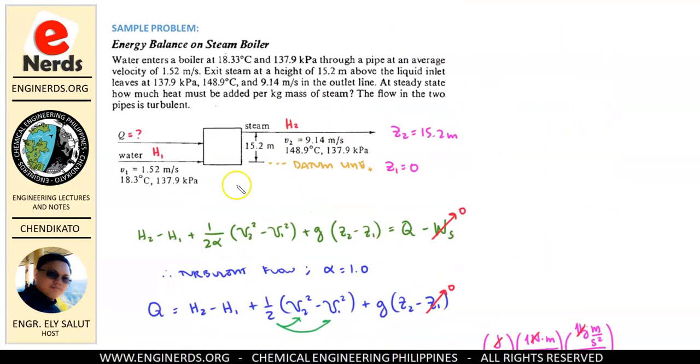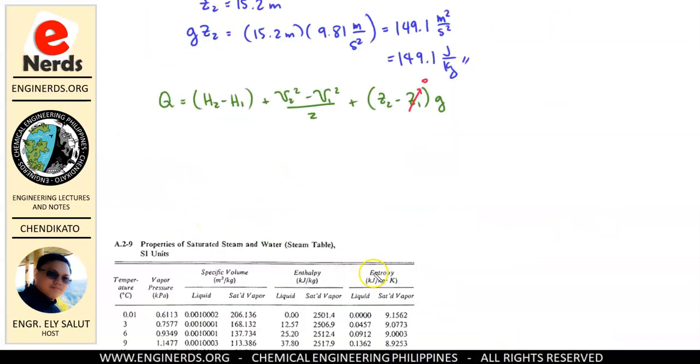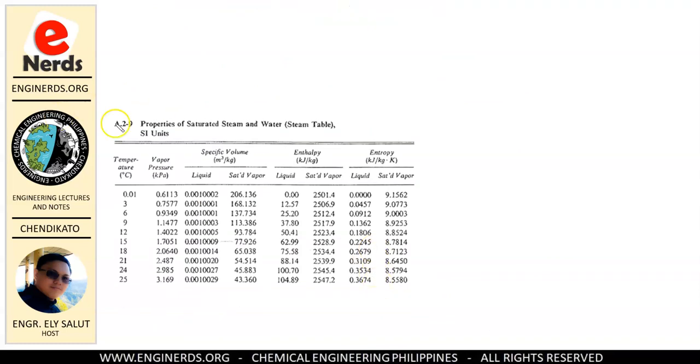So, tingnan natin yung given natin. Sorry, I need to go back. Our given here is that we have, in our entry stream, we have 18.3 degrees Celsius and 137.9 kilopascal, sa ating point 1. So, start tayo, kunin natin ang ating enthalpy sa point 1. So, at point 1, we have this given. We have temperature 1, which is equal to 18.3 degrees Celsius, and pressure 1, which is equal to 137.9 kilopascal.